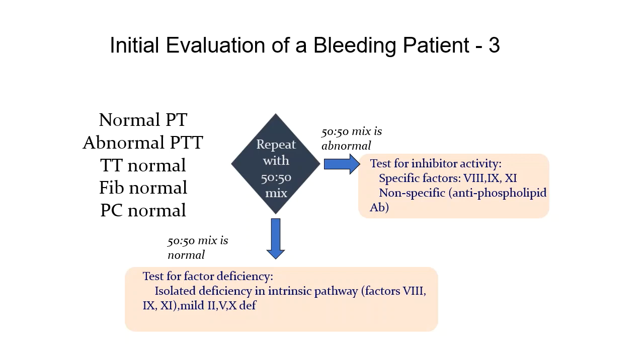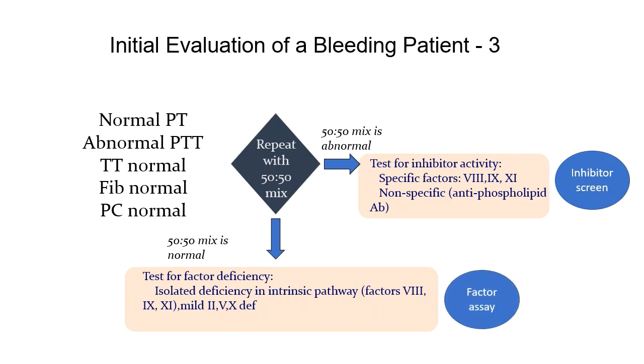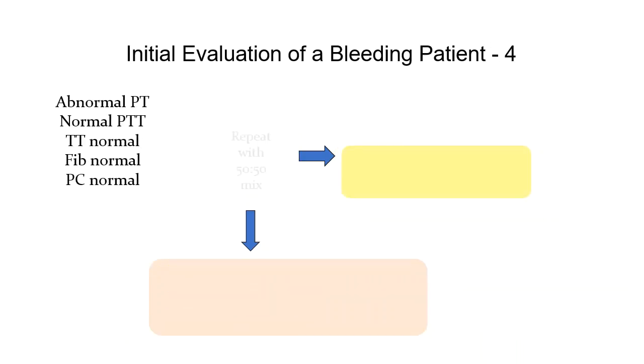So what is the next test? We would do an inhibitor screen in this scenario, or if we are suspecting factor deficiency, the next test would be to do a factor assay. Similarly, the next scenario where there is an isolated abnormal PT, but normal APTT, normal TT, normal fibrinogen and normal platelet count. Again, repeat a 50-50 mix.